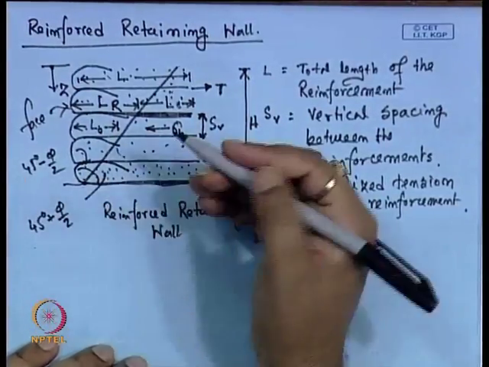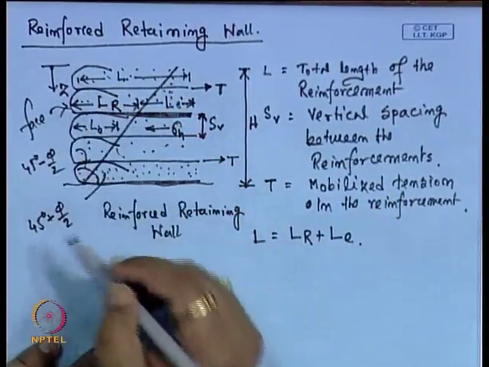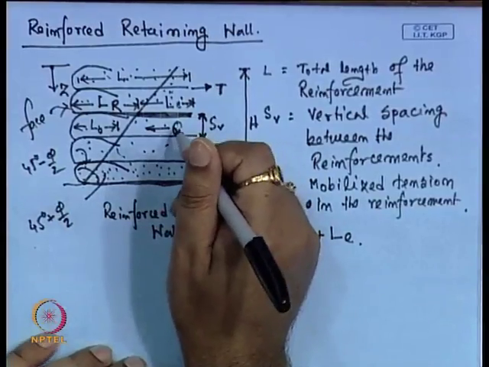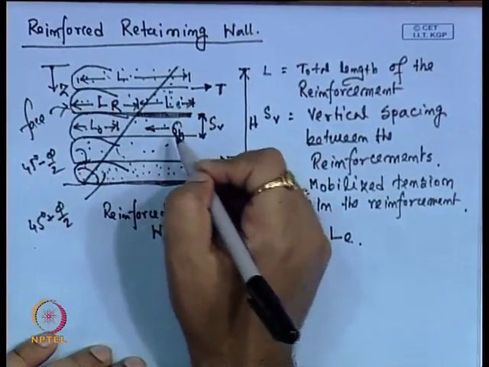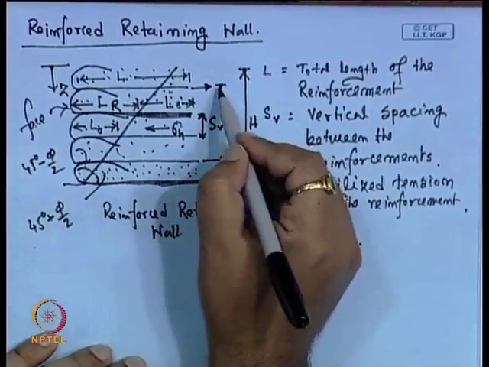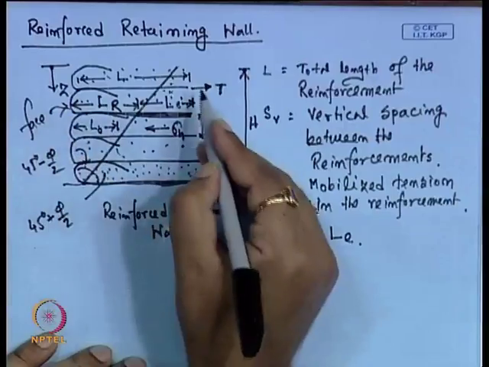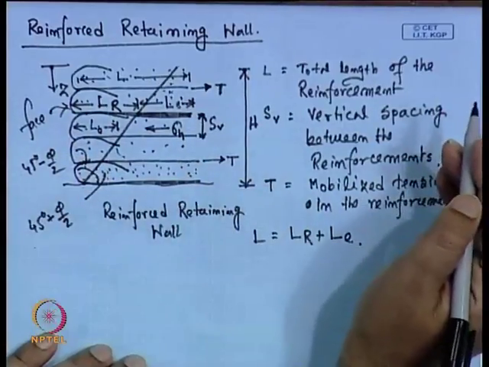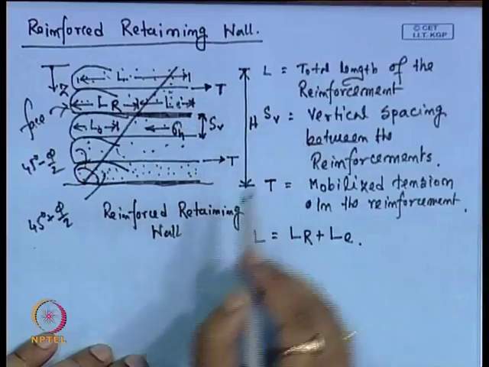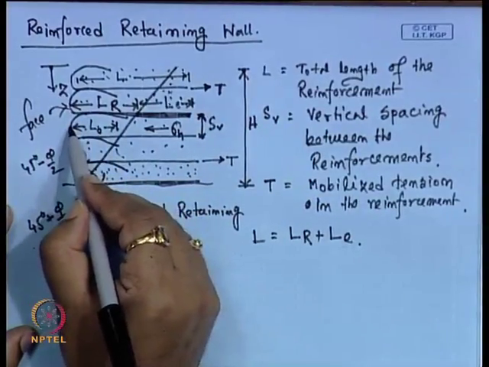Now, who is resisting this lateral earth pressure? In the case of a traditional retaining wall, the retaining wall resists that lateral earth pressure. Here, that lateral earth pressure is counterbalanced by these tension forces. This is acting from right to left and tension is acting in the opposite direction, so these two forces will counterbalance each other.